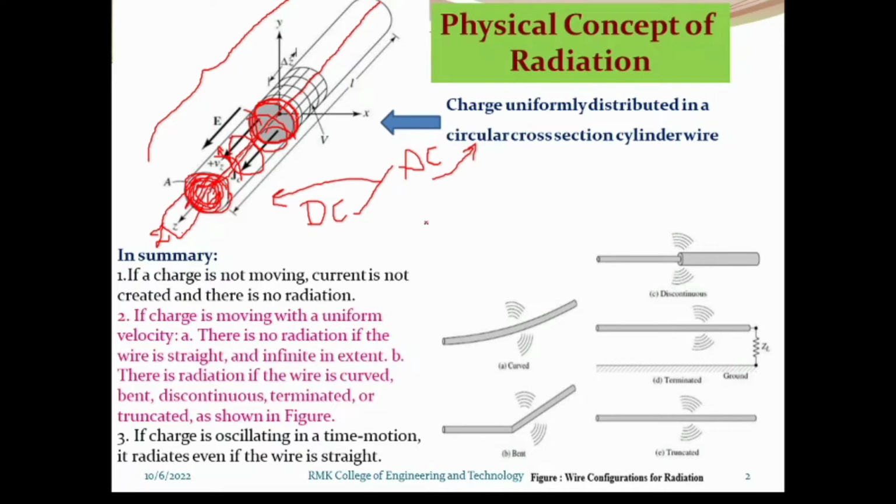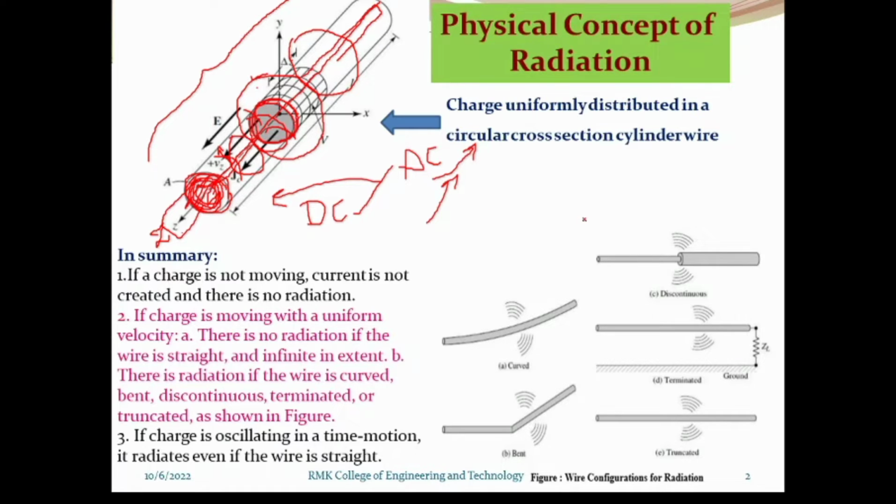Again, if I increase the AC frequency further, what will happen? The charge carriers do not flow inside the conductor. Instead, they flow on the outer surface of the conductor. This effect is called the skin effect. It is the basis of radiation. Charge carriers do not flow in the core of the conductor; instead, they move around the conductor. That is the basic principle of the radiation part.